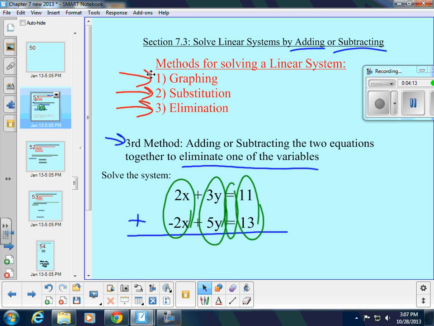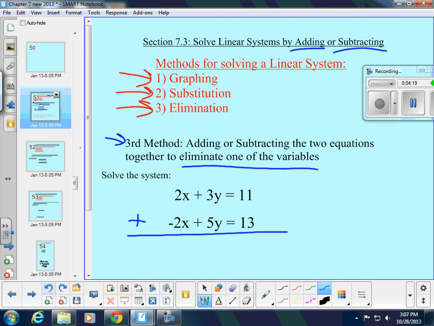So as long as everything's lined up, now I'm almost going to combine those like terms. My equal sign is just going to come down. 2x plus negative 2x gives me 0x, so I don't even have to write that in. This is why elimination will work. I'll have 0x's, and 0 times x would just be 0, so those drop out of the problem, and that's what we want for elimination to work.